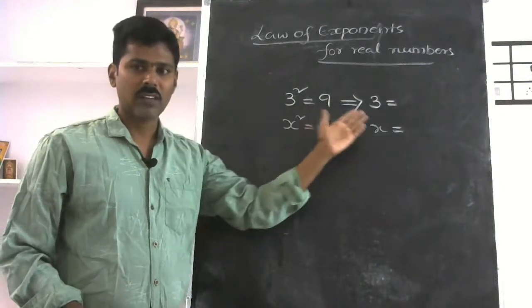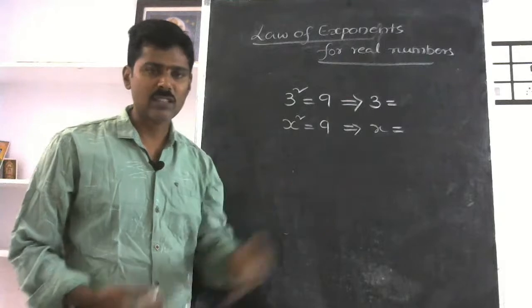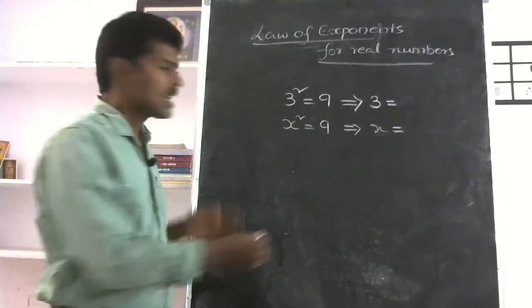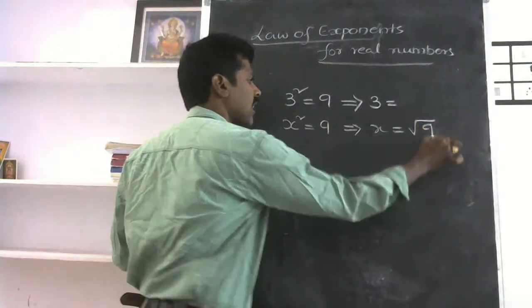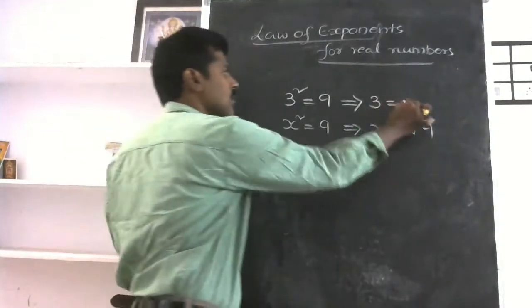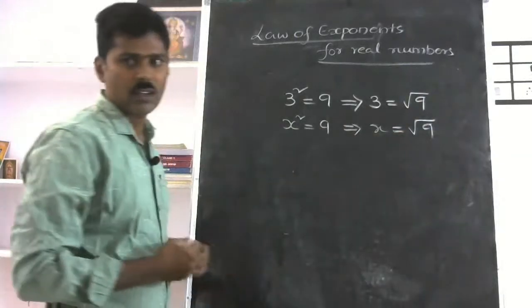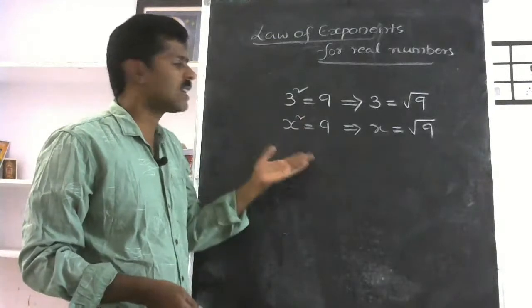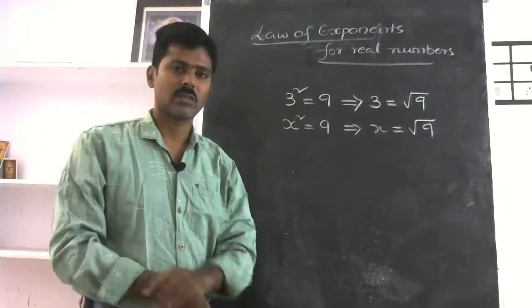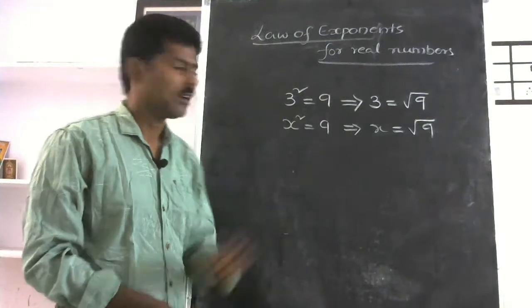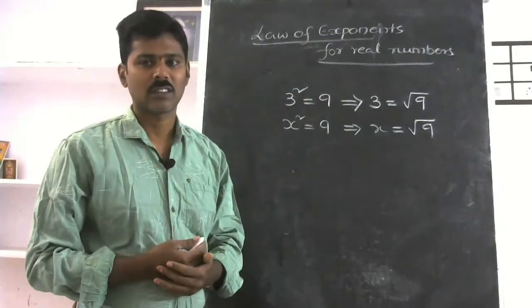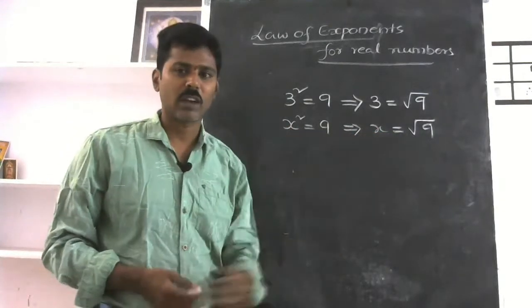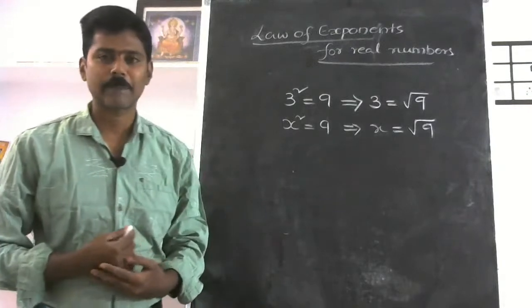x square equal to 9, x is equal to what will we mention? Generally many will say the square root of 9. So my question is, how do you say that square becomes square root? How do you know that? If x square equals 9, then x is equal to root 9, how can you justify your answer?